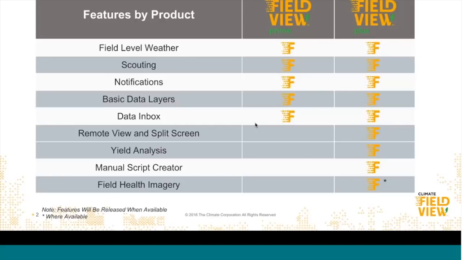Now, what we're talking about with FieldView Plus or the paid version of Climate are the four things that are listed on the bottom of this screen: remote view and split screen, yield analysis, manual script creator, and field health imagery. I'm going to go into each one of those over the course of the next 30 to 40 minutes, show you what they are, show you how those features work.